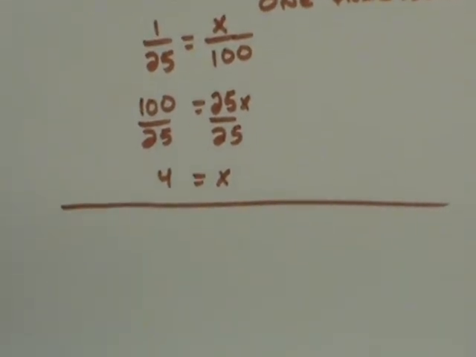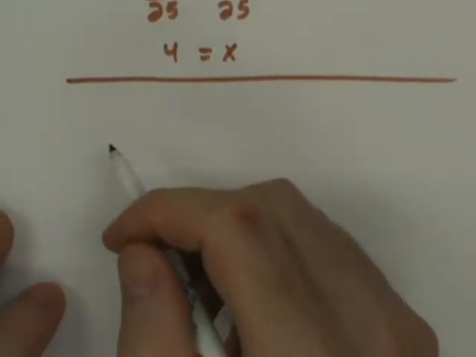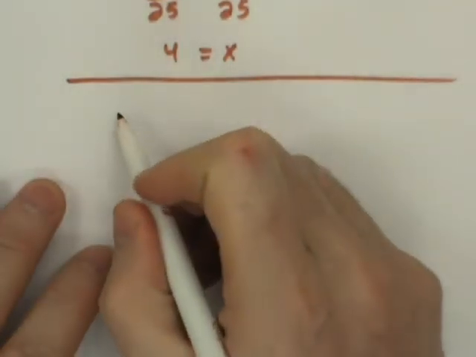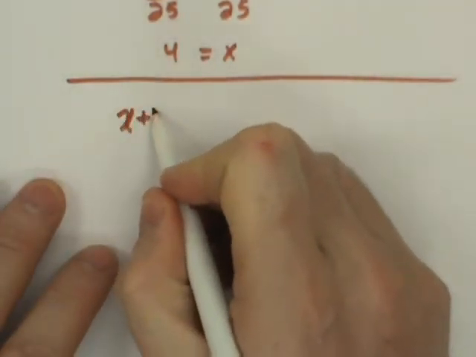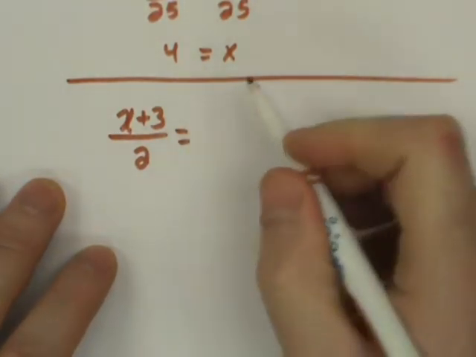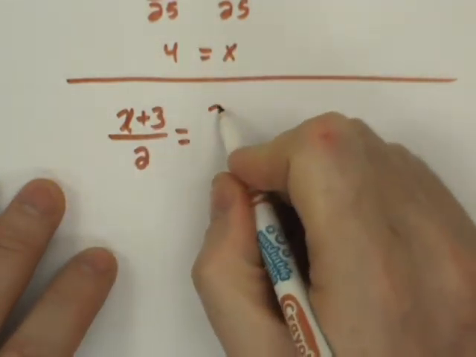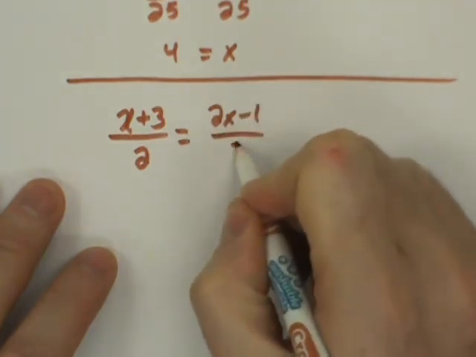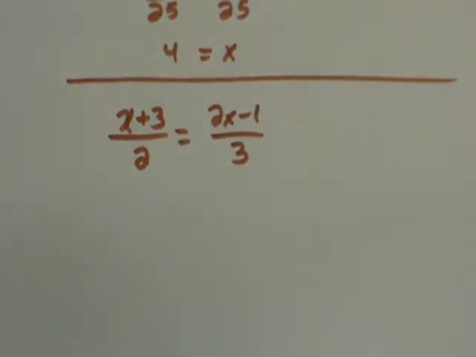Now I'm going to jump right into a more advanced problem. In algebra we'll probably see something that looks like this. X plus 3 over 2 is equal to, let me just go ahead and put another one over here, 2x minus 1 over 3. Now it's true that you can cross multiply. You can go bottom times top equals bottom times top.